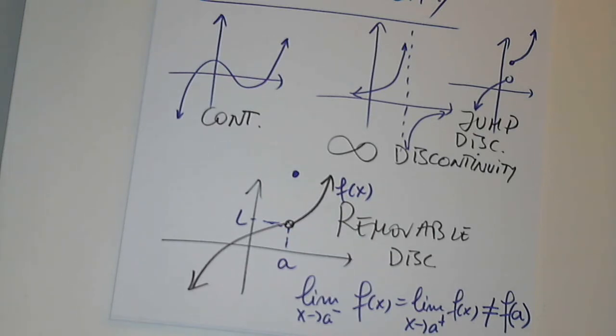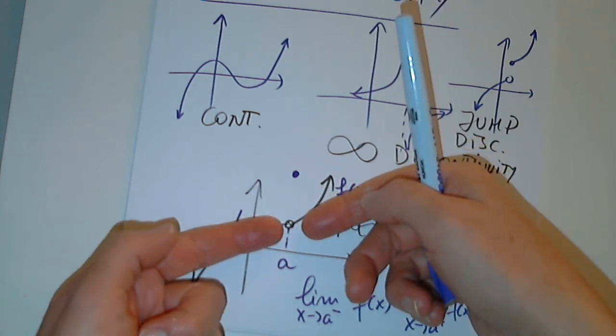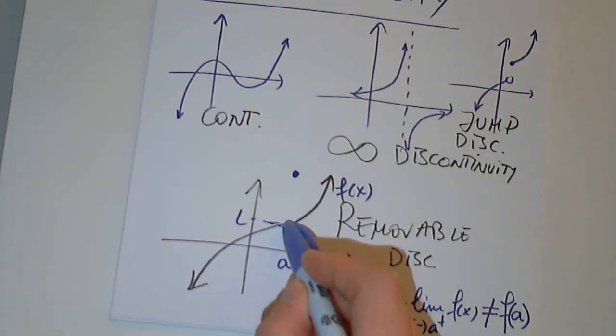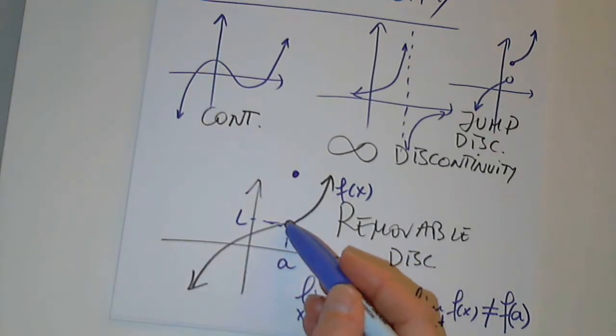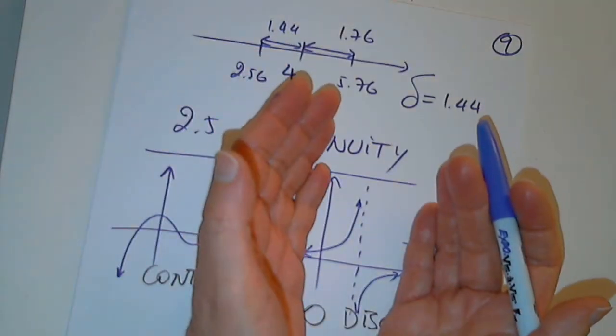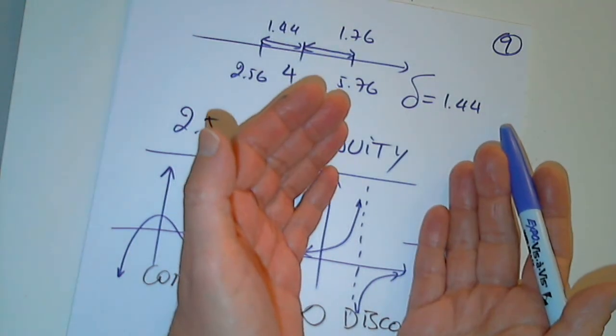Okay, so the limits from either side exist. The left limit and the right limit exist, but those are not equal to the function value at that point. Removable means basically I can create a function and make it continuous by defining this point, just one point, not infinitely many points. This function will never be continuous. I cannot make it exist at that point. It's undefined.